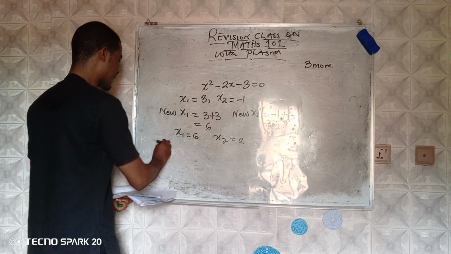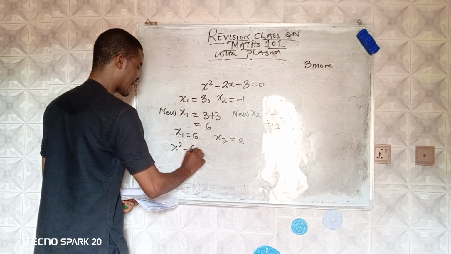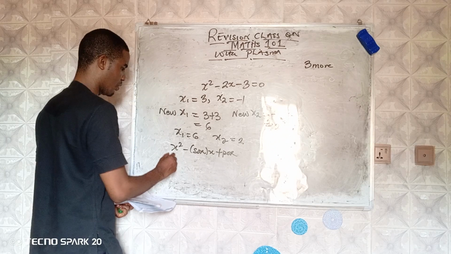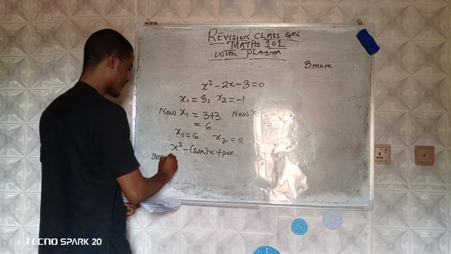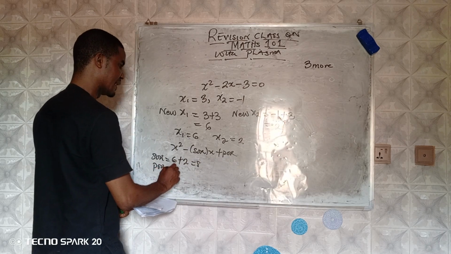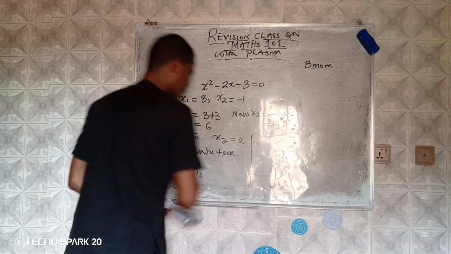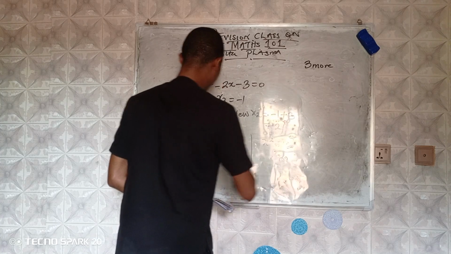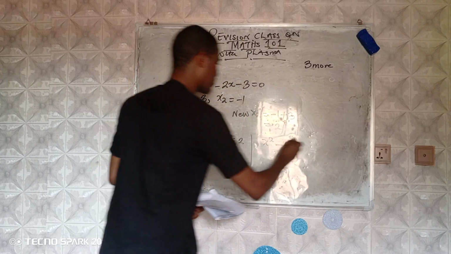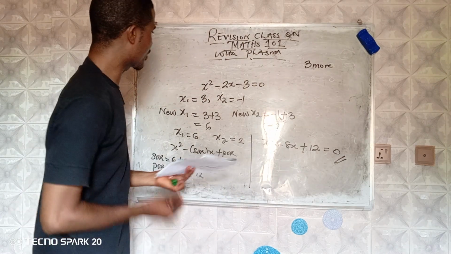what I'm going to do is now use x squared minus SOR plus POR. Okay, so my SOR is 6 plus 2, which is 8. My POR is 6 times 2, which is 12. So my new equation becomes x squared minus 8x plus 12 equals 0. Final answer. This is the new equation they want me to form.